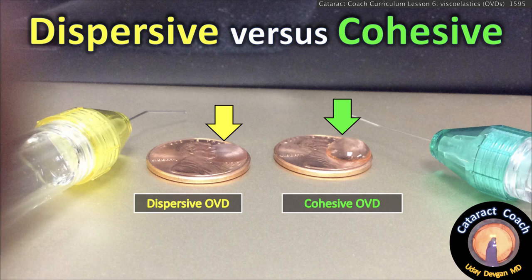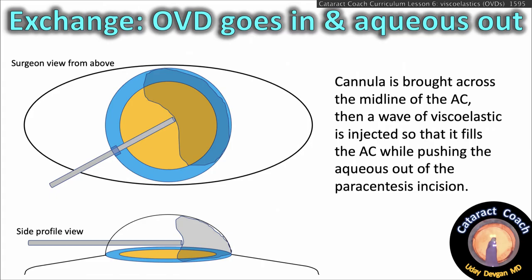If you look at this, we can inject a little bit on top of a penny here, and you can see the dispersive flattens out because it coats. It'll flatten out on that penny, and you can't make a big lump of it. Whereas on the right, the green one, the cohesive one is thick. As a result, you can make a big blob there on top of that penny.